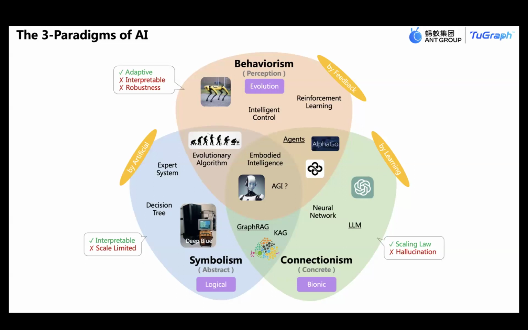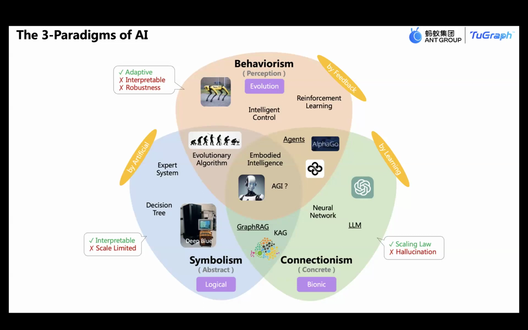And the last one is behaviorism, which is built on perception and evolution thinking. It gets intelligence from feedback from the environment. The typical technology is reinforcement learning. As we know, hallucination is a big problem of connectionism.